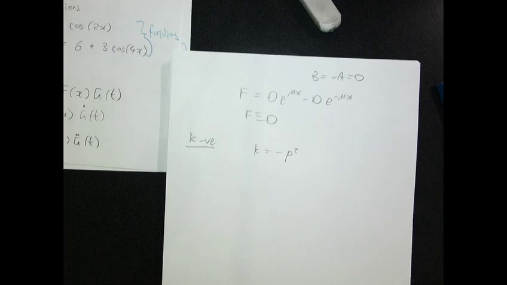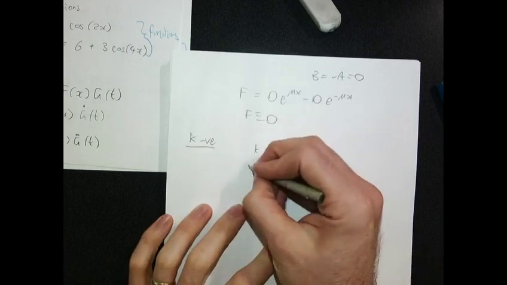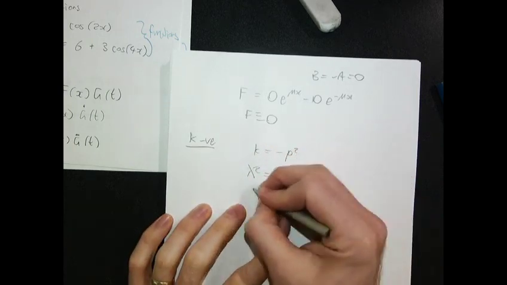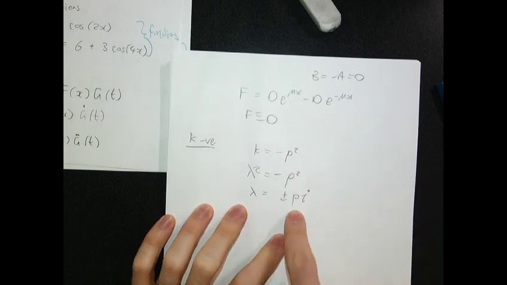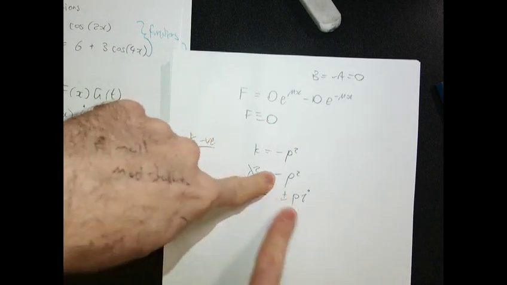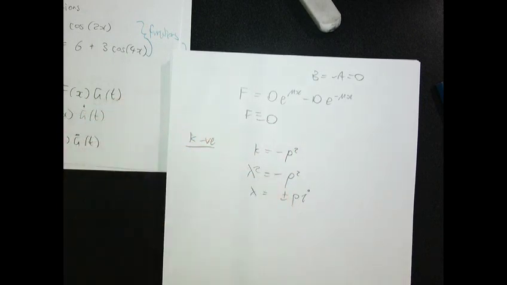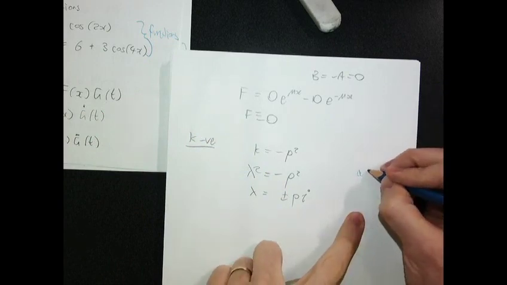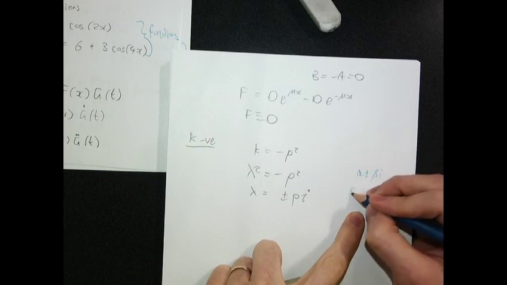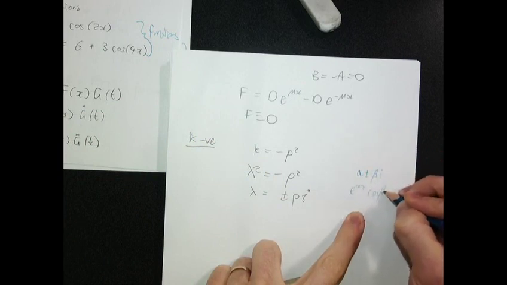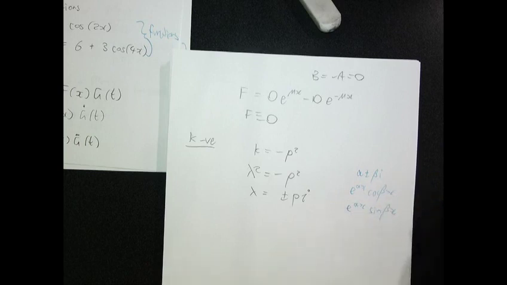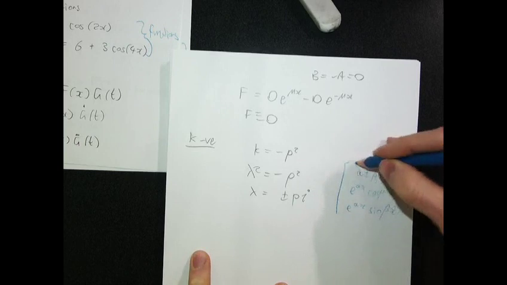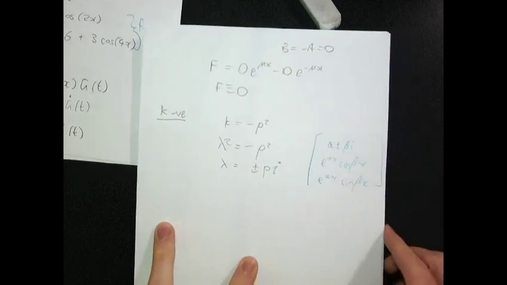So k is minus p squared, which means that lambda squared is minus p squared, which means that lambda will be plus or minus pi. So the p squared gets rooted to be a p, and the minus 1 gets square rooted to be an i. Cool. So back in Maths 1B, it went like this. Alpha plus or minus beta i got you an e to the alpha x cos beta x, and an e to the alpha x sine beta x. Like that. And so we've got that, but my alpha is 0.